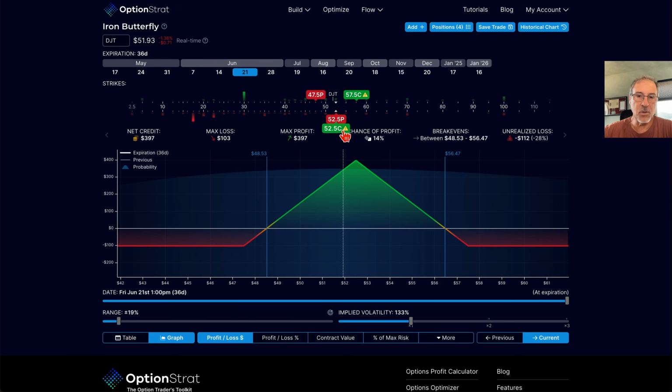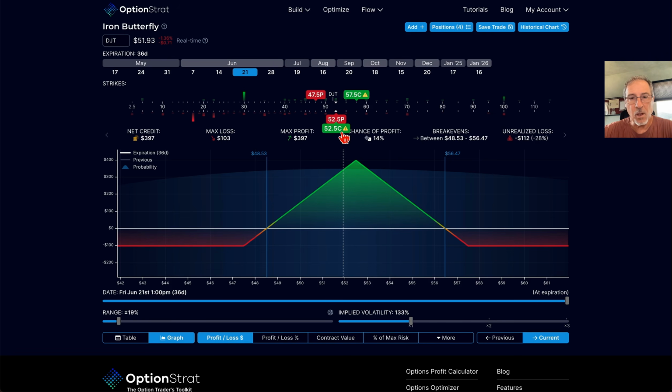Now, I tend to do this with a butterfly. As far as I can tell, this will only work with a butterfly because of how much money we can potentially get for these short strikes right here. And I need to do a consistent width on my wings. So I'm doing 5-point wide wings here.